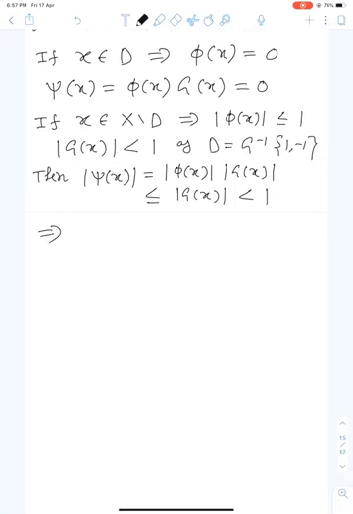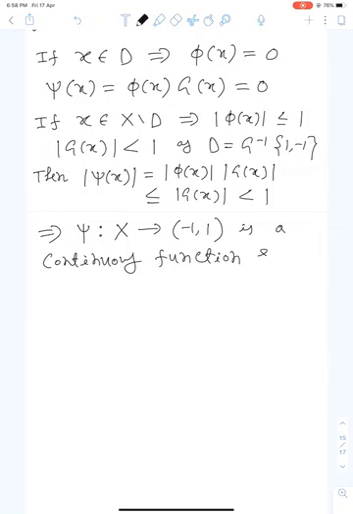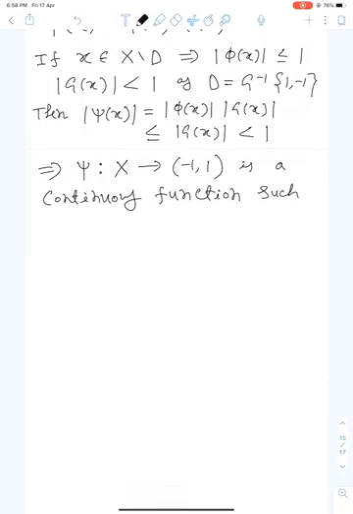Now that implies psi is a function from X to (-1, 1), a continuous function such that psi(a) equals my f(a) for all a belonging to A. That means psi is a continuous extension of the function capital F. Right?